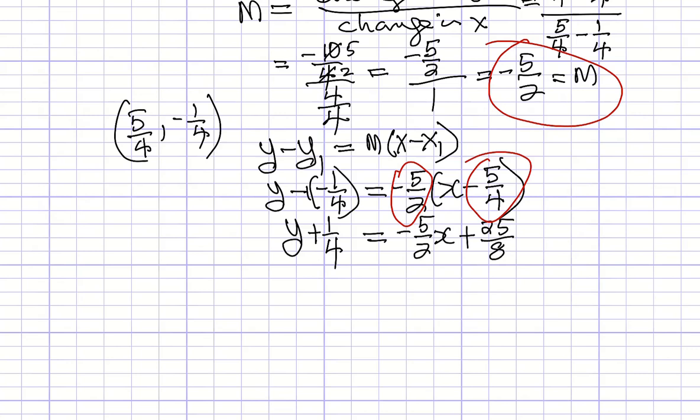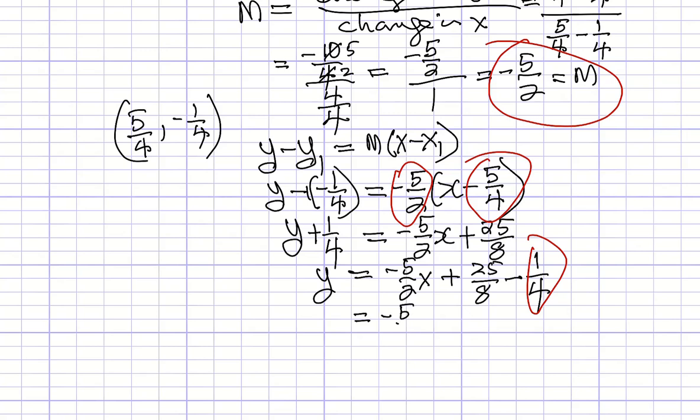The first thing we need to do is get y by itself. We say y equals negative 5 over 2 x plus 25 over 8 minus 1 over 4. You see what we just did, right? Basically, we're going to play the trick we normally play with this one. So we'll write it like this.